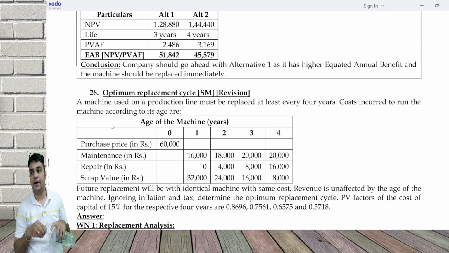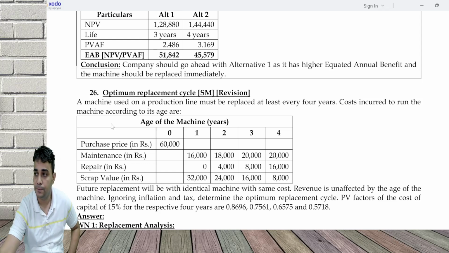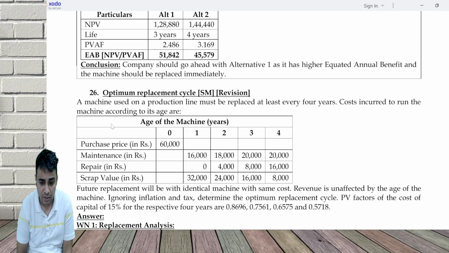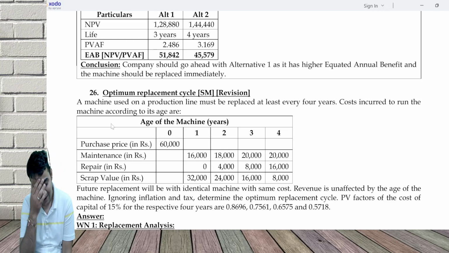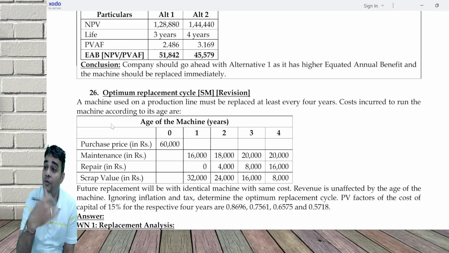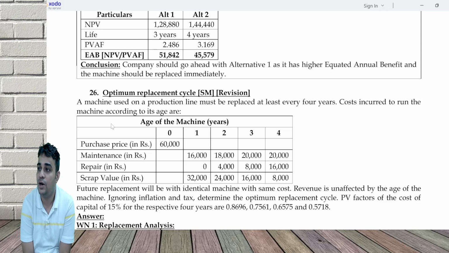Is the machine already available with you? Read and let me know. Where is it given? Okay. Well, what is the data given on new machine, old machine here? Is there any data on new machine, old machine?